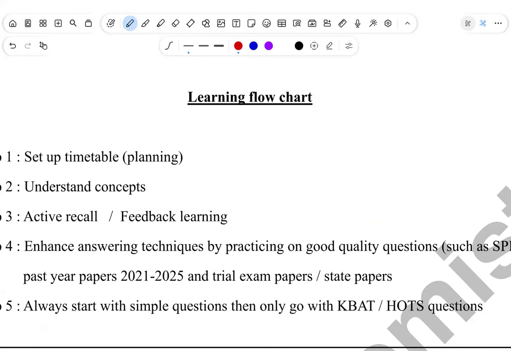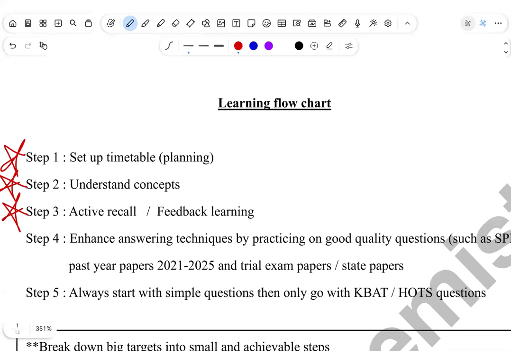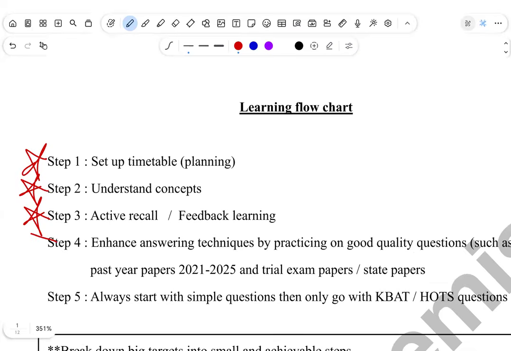Seriously. So this is called active recall, or we call it feedback learning. After you learn something, after you learn a subtopic, directly do exercises. You don't wait until you finish the whole revision for the entire Form 4 and then only do your exercises. Too late already.